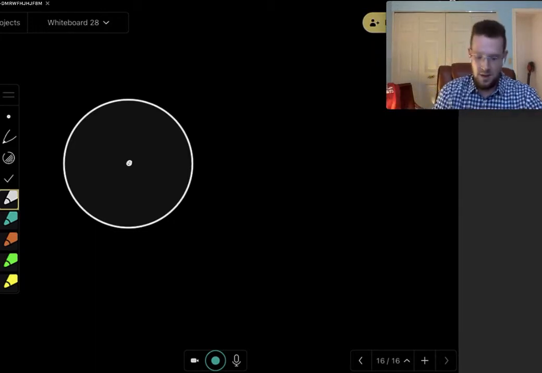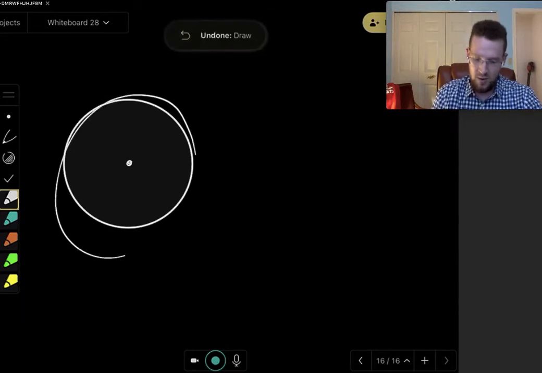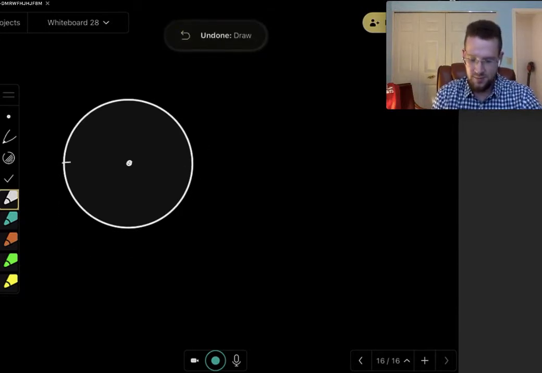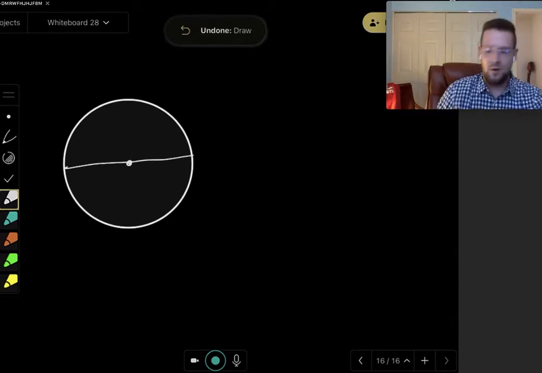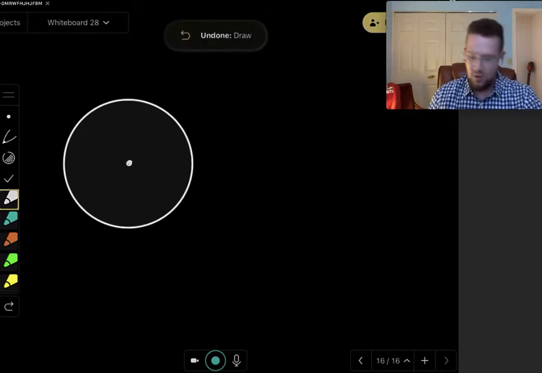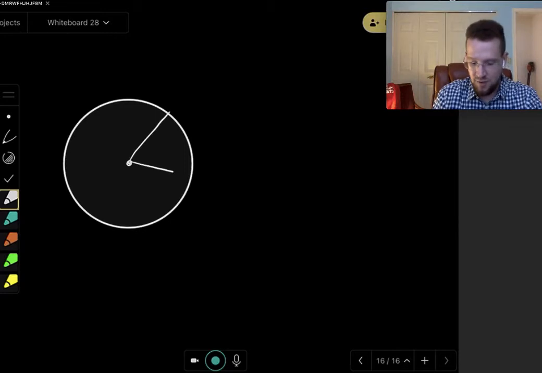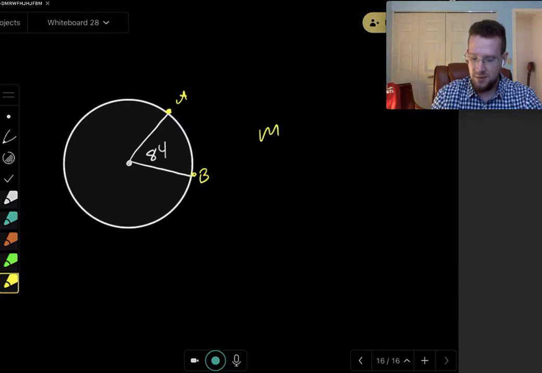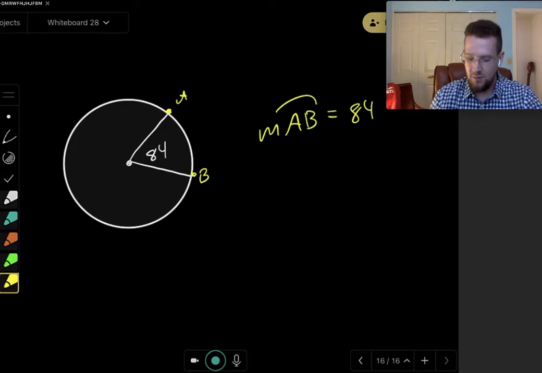stuff that we know. Like if I draw a line like this, we know that this is the radius. If we go the whole way around the circle, we know it's 360 degrees. If I draw a line that goes through this, basically two of the radii are the diameter. And so the one thing we're going to be looking at is what is a central angle, and then the degree of an arc. So if I make, let's say this is like 84 degrees, and then we have 2 points here. Let's just call this AB. Then we can say that the measure of arc AB is equal to 84 degrees.